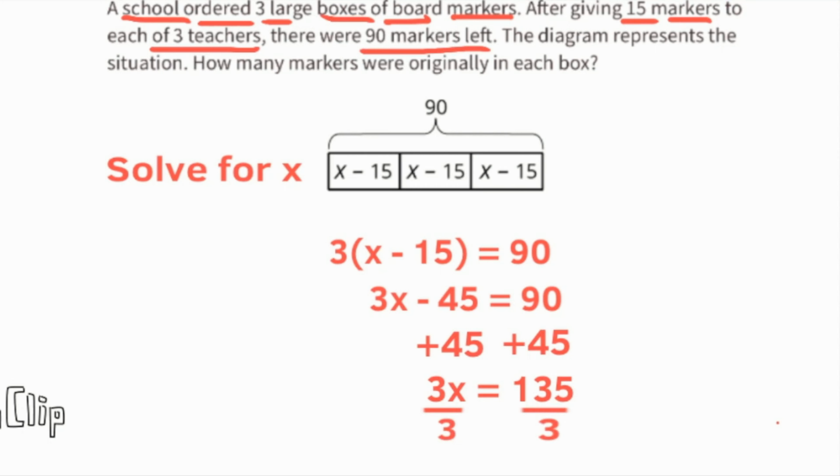So we have to divide both sides of the equal sign by 3. 3x, or x times 3, divided by 3 equals 1x, and 135 divided by 3 equals 45. There were 45 markers in each of the 3 boxes.